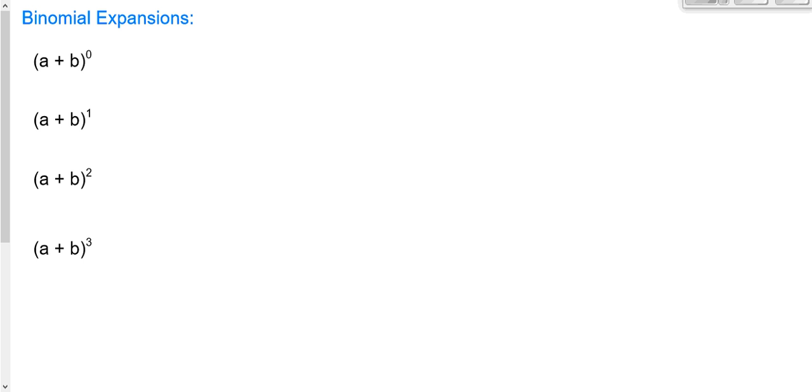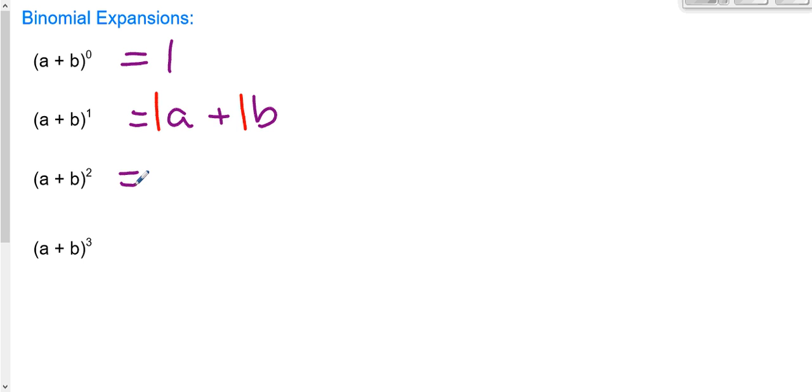Okay, so it ties into algebra in this way. We're going to expand these binomials, and by expand I mean multiply it out to get rid of the parentheses. So if we have a plus b to the 0 power, it's just going to be 1, just like anything to the 0 power is 1, anything other than 0. If we have a plus b to the first power, it's just going to be a plus b, and I'm going to call that 1a plus 1b. You'll see where I'm going with this.